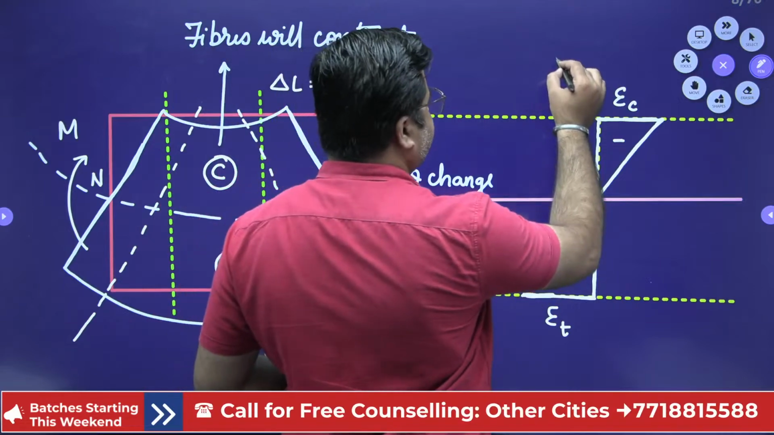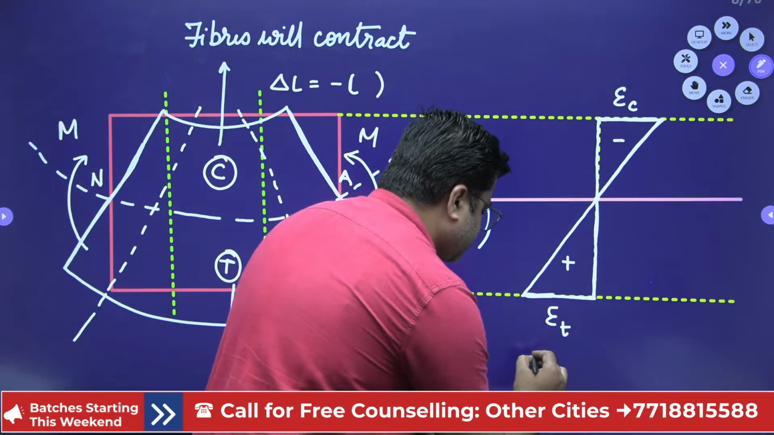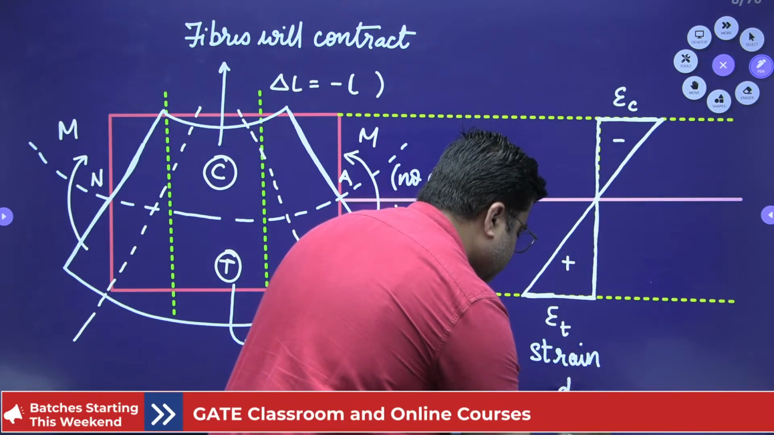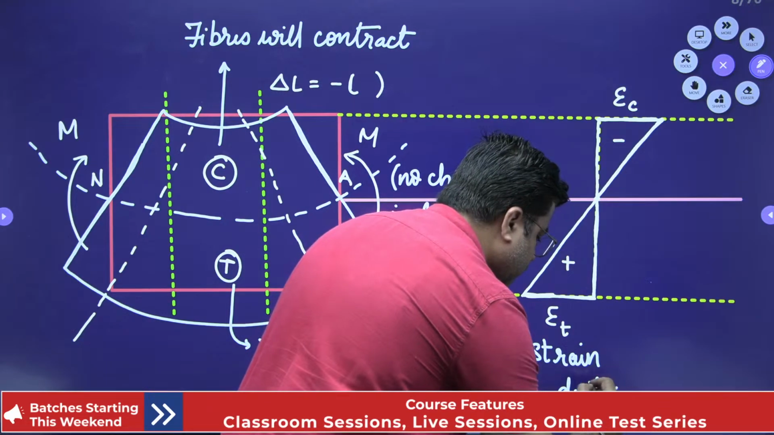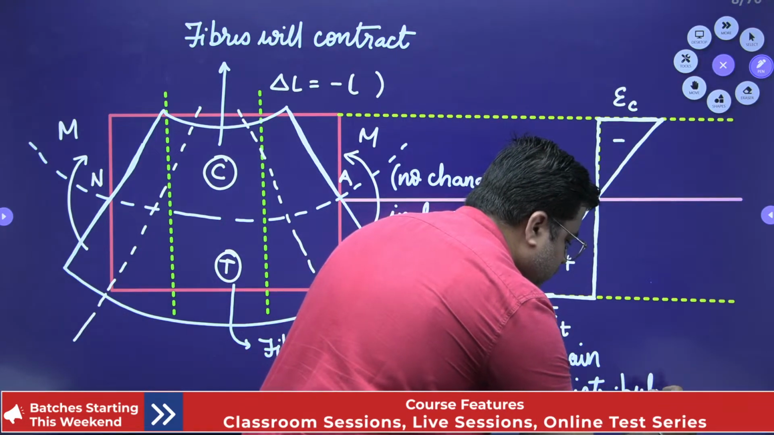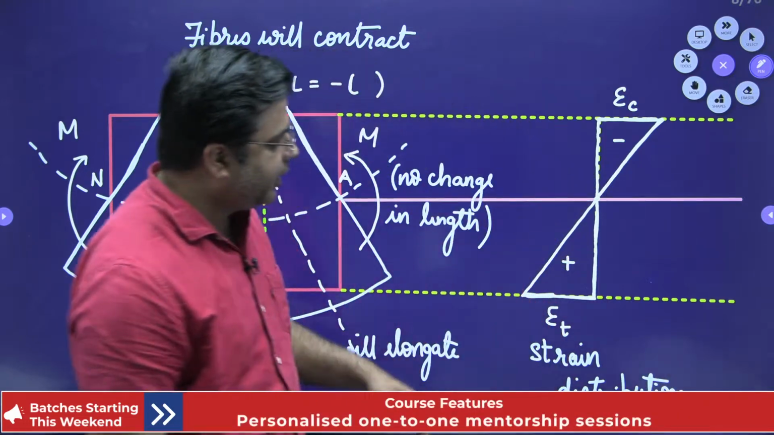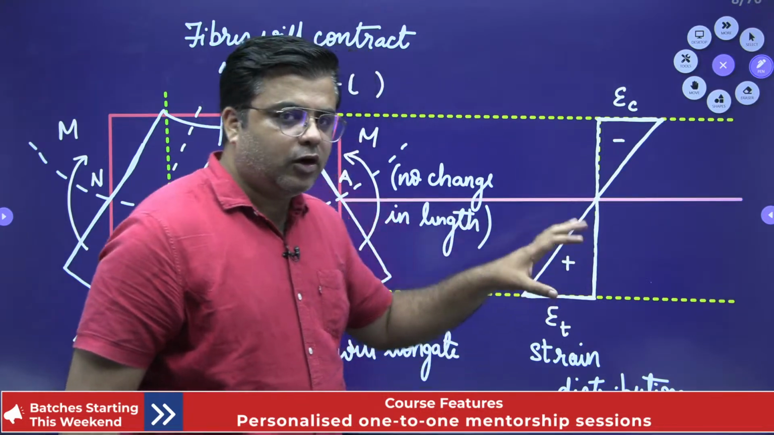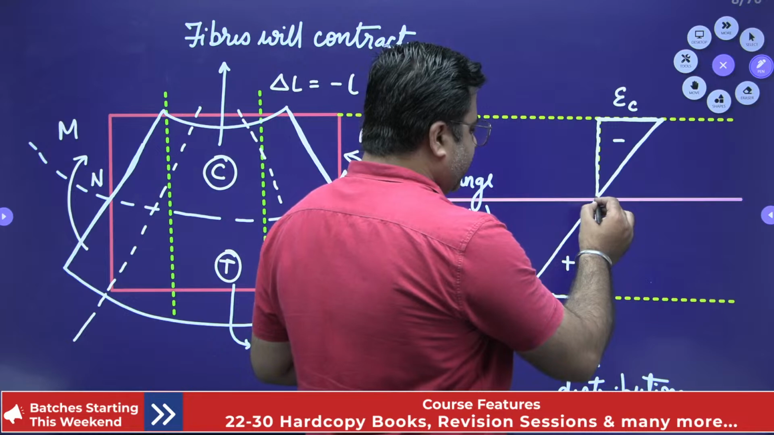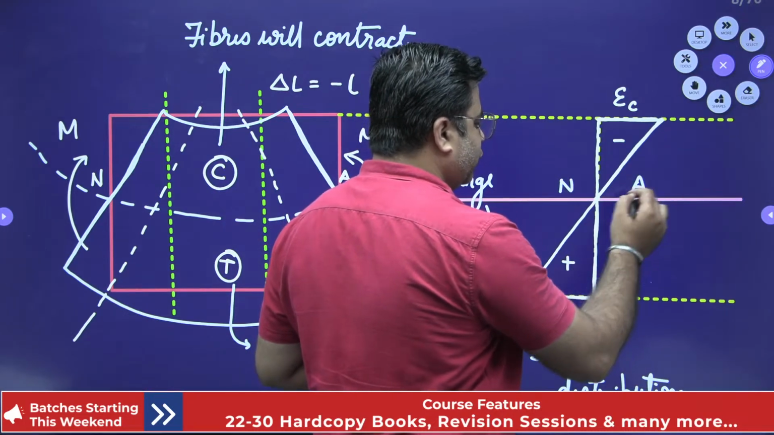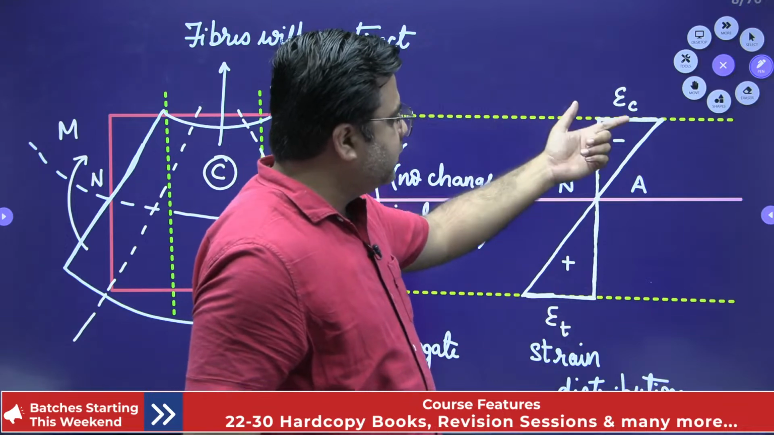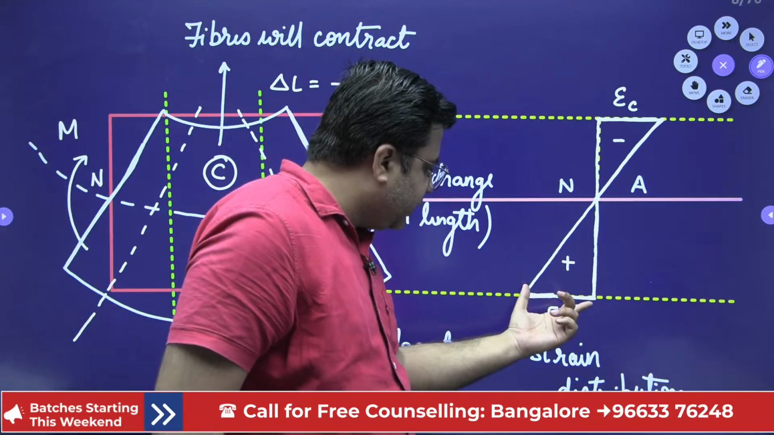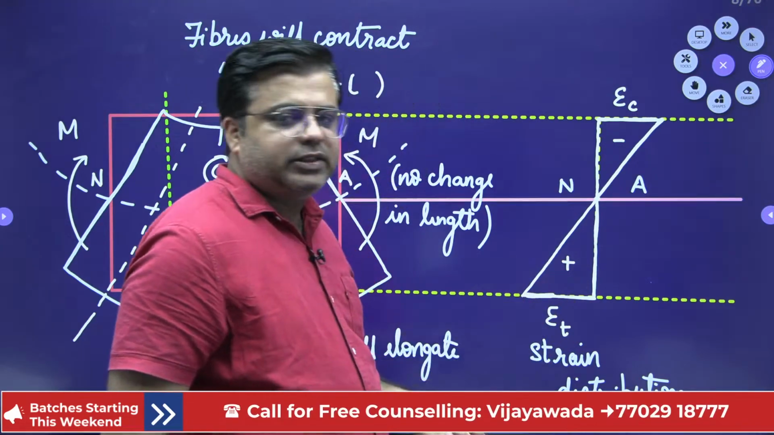So this is your strain distribution. This is your strain distribution diagram. From top fiber till bottom fiber, this is how your strain is varying. As you observe from this diagram, at neutral axis, there is no change in length, therefore strain is 0. At the top fibers, the strain is negative because of the compressive stress. At the bottom fiber, the strain is positive due to the tensile stress, right?